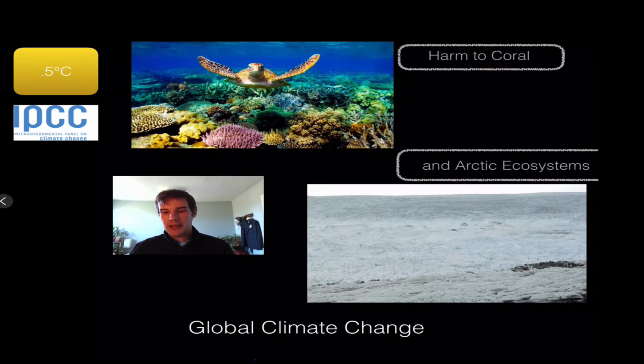All right, so this data from the Intergovernmental Panel on Climate Change was written, I believe, in 2016, so I grabbed the data from there. And they are stating that if there's a 0.5 degrees Celsius increase, which we're actually experiencing right now, a lot of the coral reefs are going to be damaged, and there is going to be some major melting and change to the Arctic ecosystem.